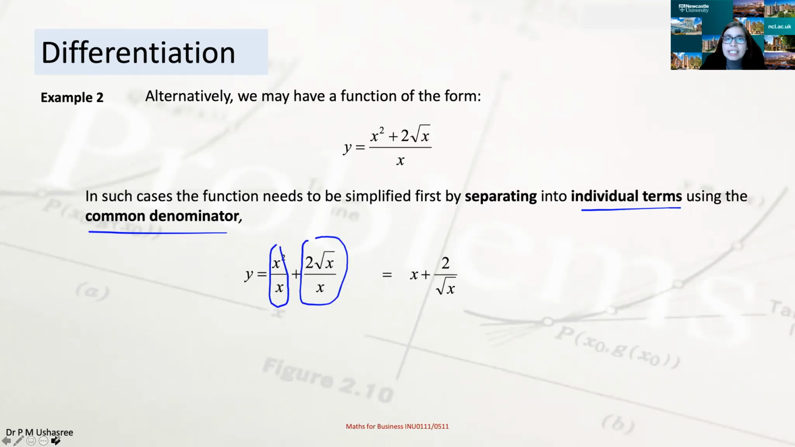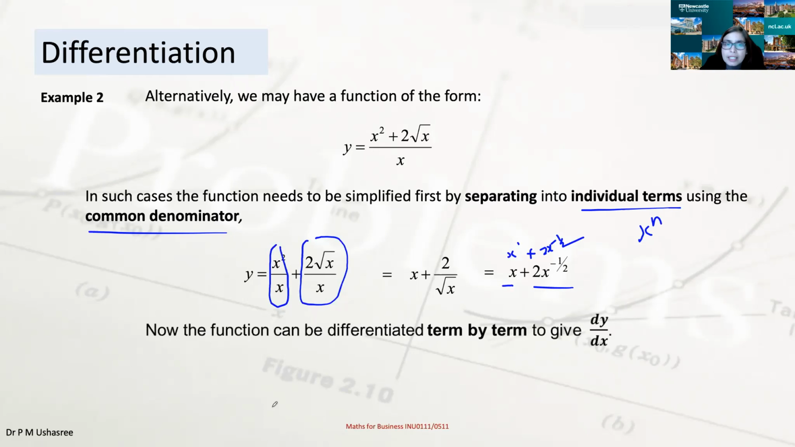So now simplify it. Is it finished? No, you still have to bring root of x to the numerator. And then you can differentiate, because everything is in the form of x to the power of n. Here it is x to the power of 1. Here it is x to the power of minus half. And they are individual terms, so you can differentiate each term. Differentiate this first plus this to get the gradient function. So differentiate term by term to give the gradient function, and so you get this. That's how you solve something which you have in this form.